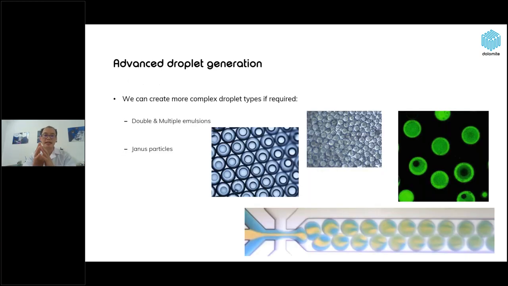Using microfluidic technology, we can also generate very advanced droplets. We can make more complex droplet types if required. For example, we can make double or multiple emulsions, or we can make Janus particles, so we have heterogeneous properties on the surface of the particles.